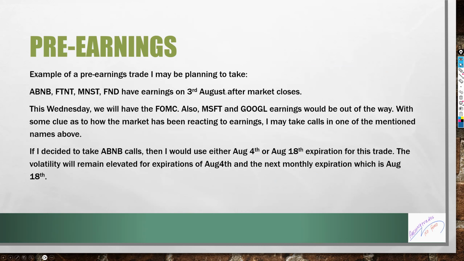Okay. Now let's see, Airbnb, FT&T, Monster, and FND have earnings next week on the 3rd, after market closes. So based on what FOMC does tomorrow, I would still have one week left. If the market holds up after FOMC, maybe the strategy that I talked about, I can work it out with Monster or Airbnb. I can take August 4th calls and see to it that hopefully it runs.